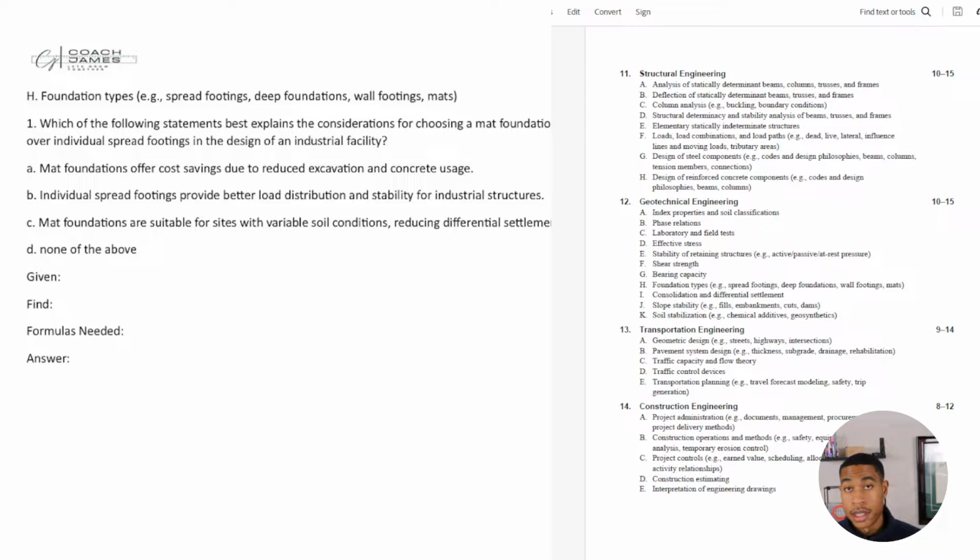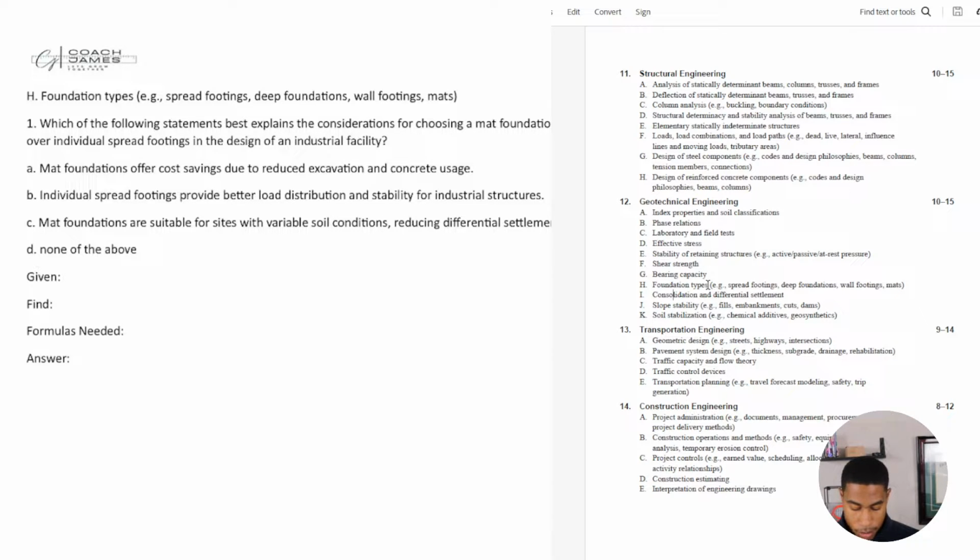Today in this video, we're going to be continuing our review in geotechnical engineering, and there is a topic that I want to cover today that is very conceptual. So we're going to be looking specifically at foundation types, including spread footings, deep foundations, wall footings, and mats, just to name a few. Conceptually, you need to know what some of these footings can do and what the purpose of each one is. I have some practice problems for you all that will test concepts, knowledge, and things that you're just going to have to remember for this exam.